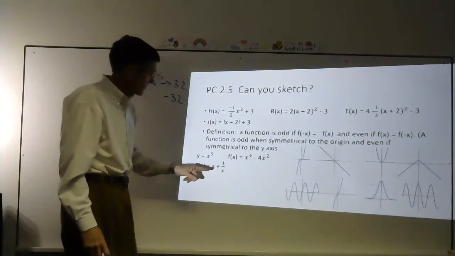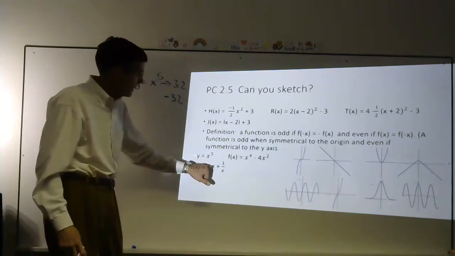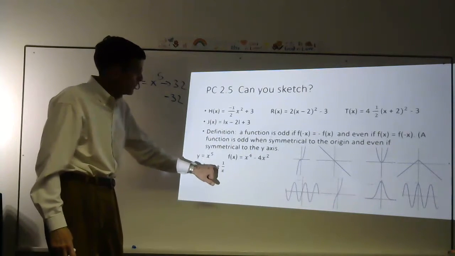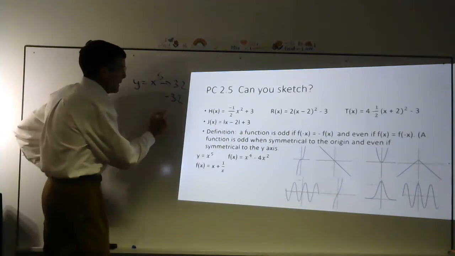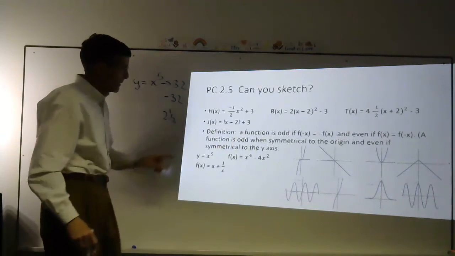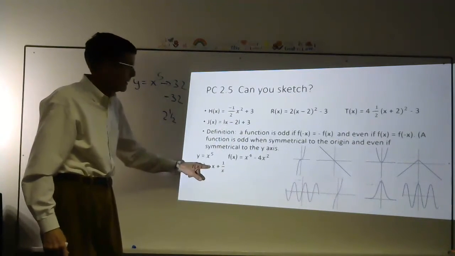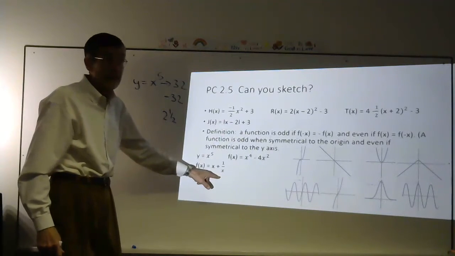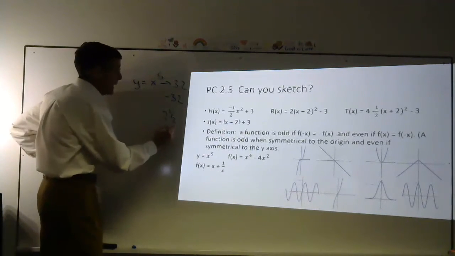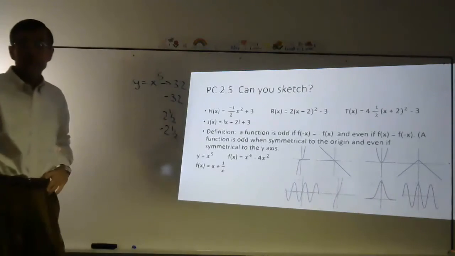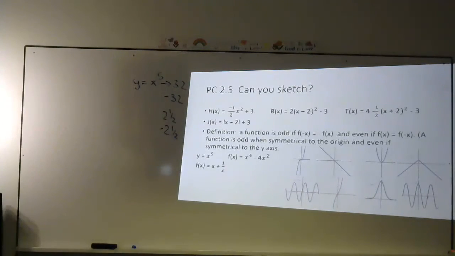Let's try this one. Let's try 2 and -2 again. If you put 2 in here, 2 plus a half is 2.5. Put -2 in, -2 plus a -1/2 is -2.5. That's an odd one. Okay, odd and even functions. Big deal in calculus.